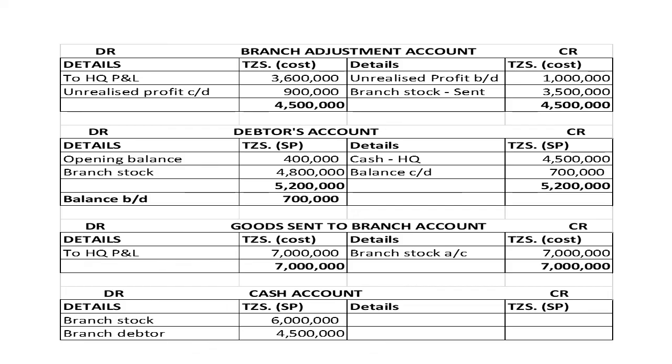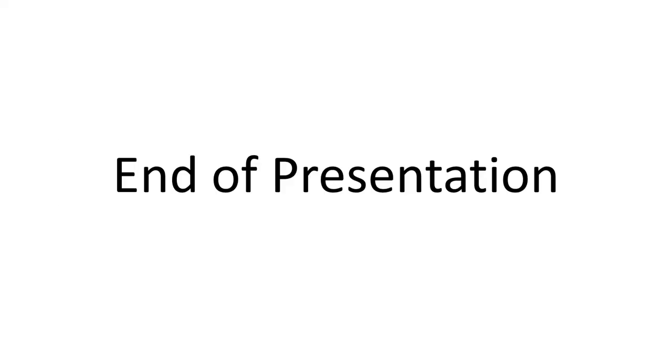Again, we have a debtors account, but it will be the same: opening balance of debtors, branch stock, and the same cash received from debtors, and the balance carried down will be the same. Goods sent to branch will be the same and maintained at cost. So the goods sent to branch are 7 million, and this would be transferred to the headquarter income statement. Again, we have the cash account, which will be the same. So that marks the end of our presentation.